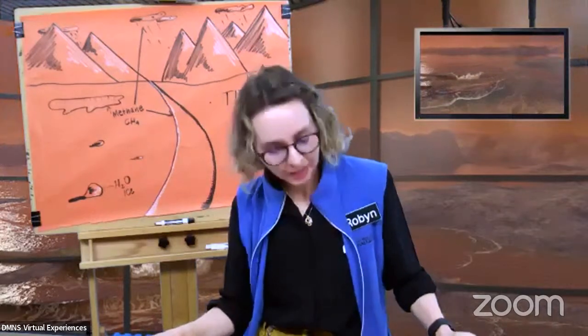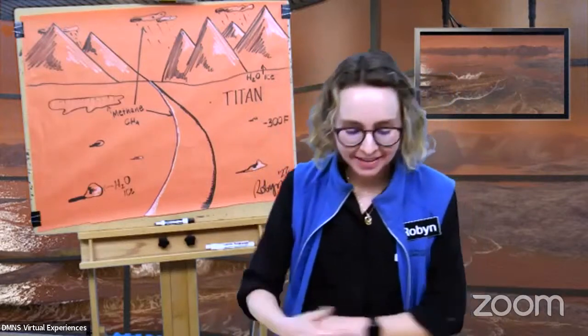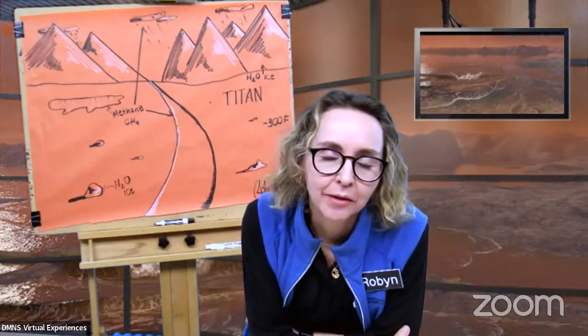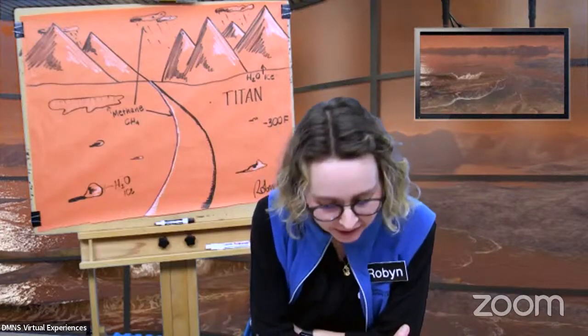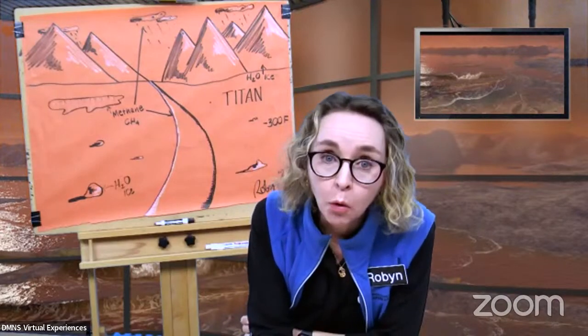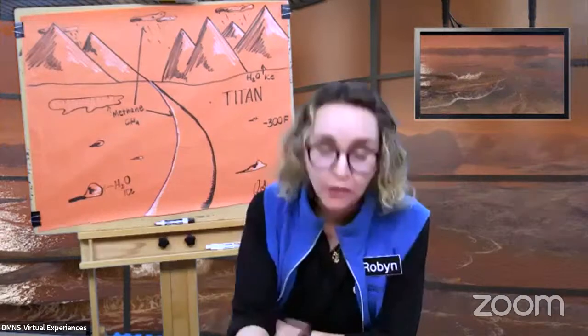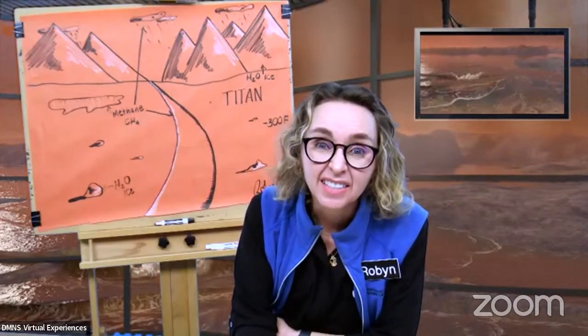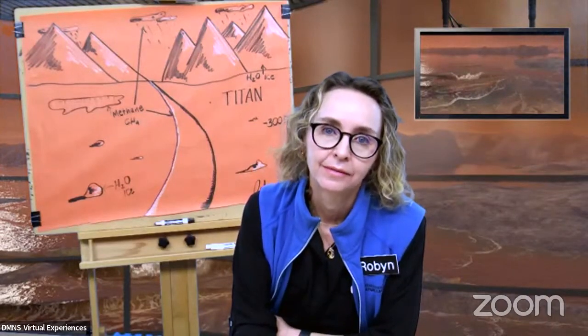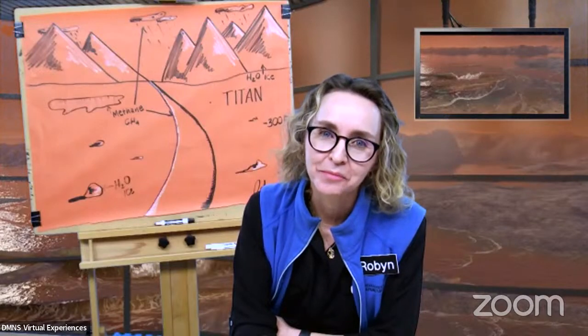I do know that the person who discovered Titan, that's who got the probe, the Huygens probe that they sent to Titan, was named for him. His name was Christian Huygens, and he discovered Titan in 1655. So that was a long time ago.